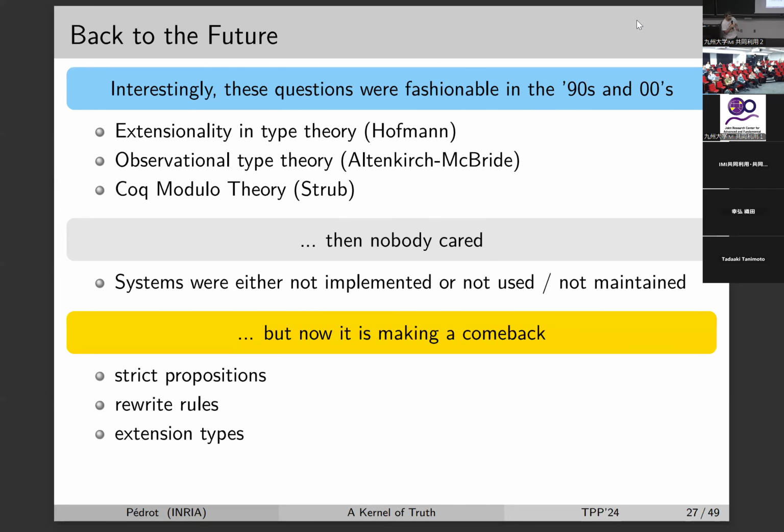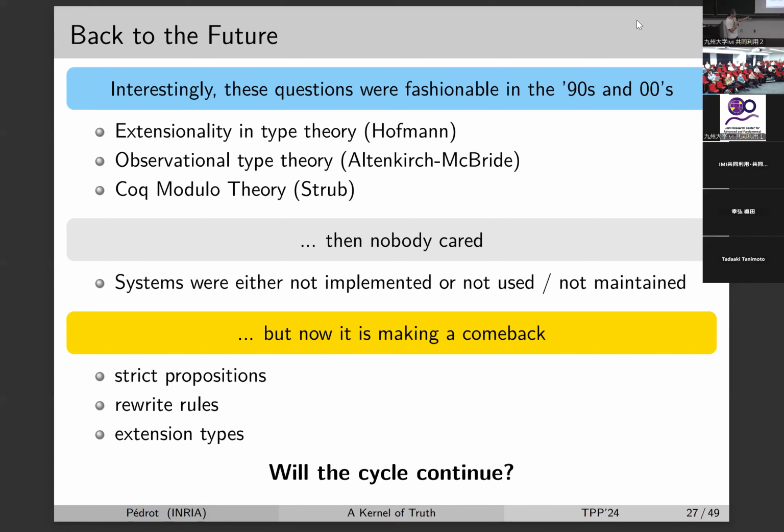So the hopeful point is that this question about conversion is making a comeback. I've talked about the strict proposition thing that was implemented recently, but we now have rewrite rules. I'm not recommending that you use them for daily use, but it's a promising way to solve these kinds of issues. There are also things called extension types. So there is a lot of current work in the foundations of type theory that is making a comeback about these extensions of type theories.